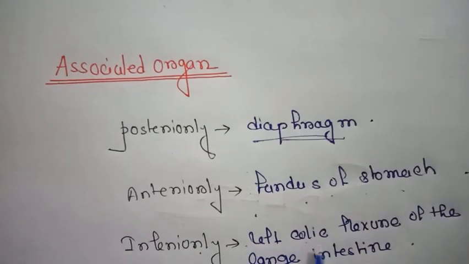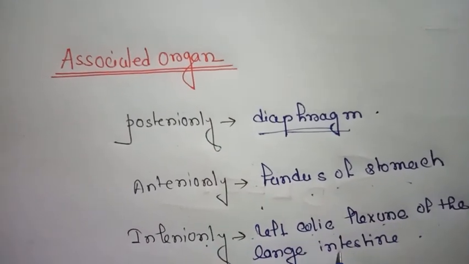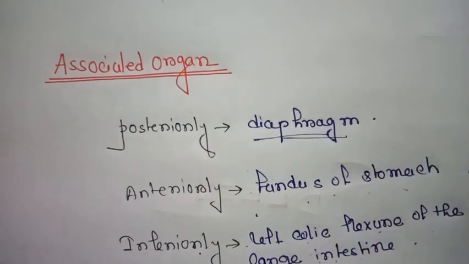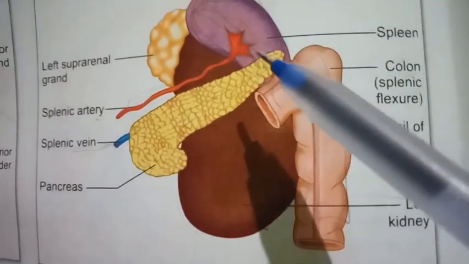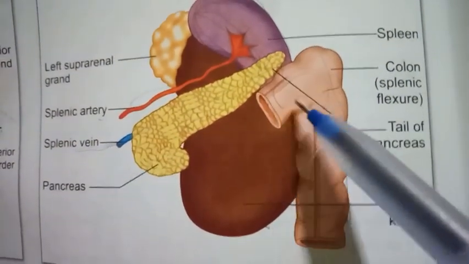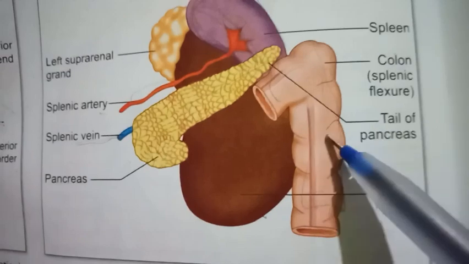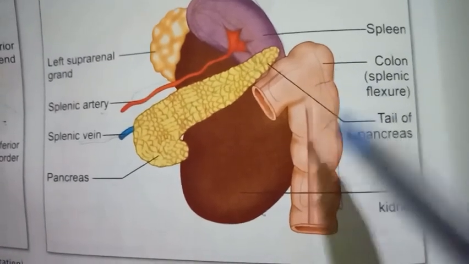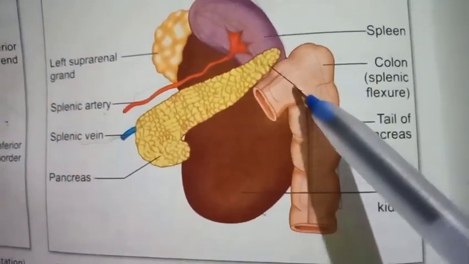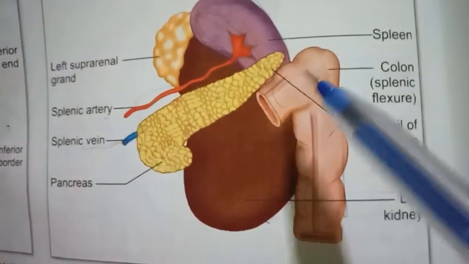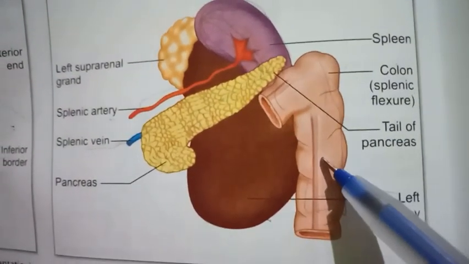Inferiorly the left colic flexure of the large intestine is present. In this picture, this is the spleen and this is the part of the left colic flexure of the large intestine, on the inferior side. So inferiorly the left colic flexure of the large intestine is present.